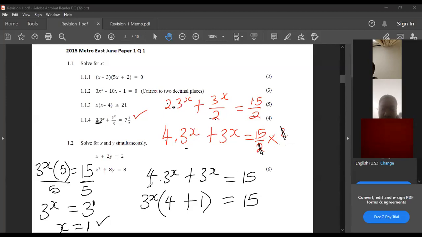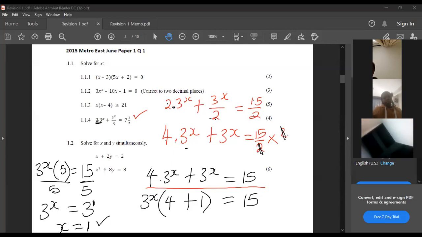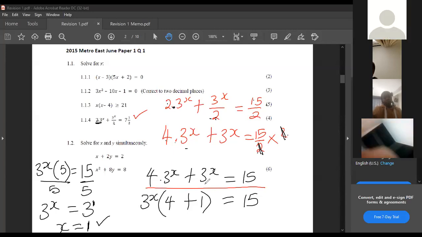So that's why we're here. Okay, then from here, 3 to the power x is common. I factor out 3 to the power x. What remains is 4 plus 1, which is 5. I'm here now. Still 15 is still on the right. Then I divide by 5. So that means 3 to the power x is equal to 3 to the power 1. Therefore, x is equal to 1.